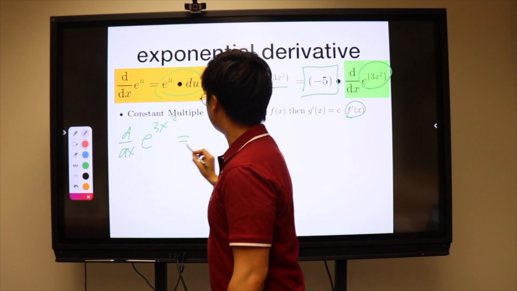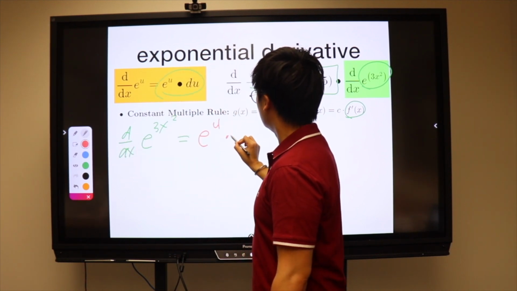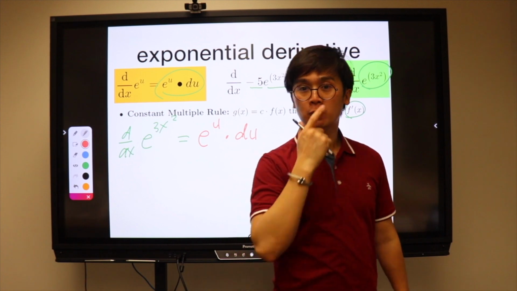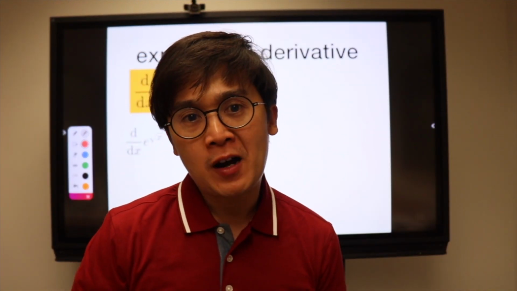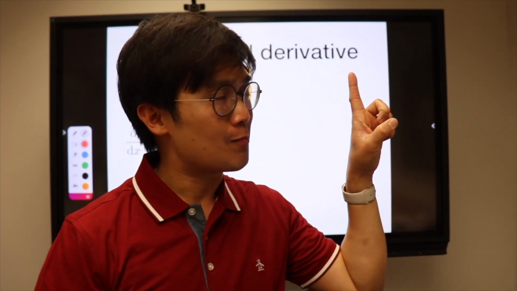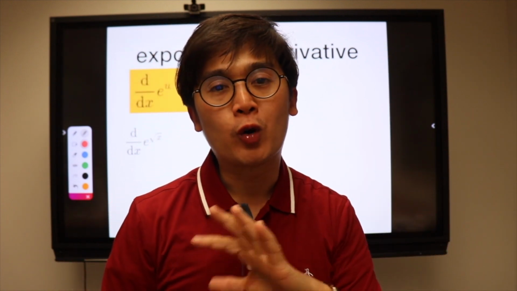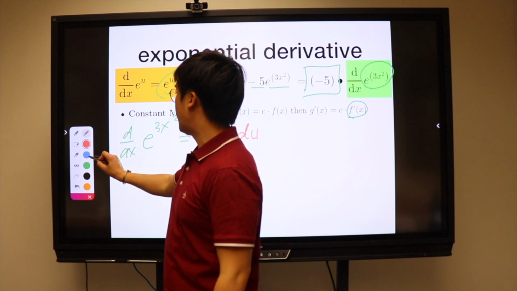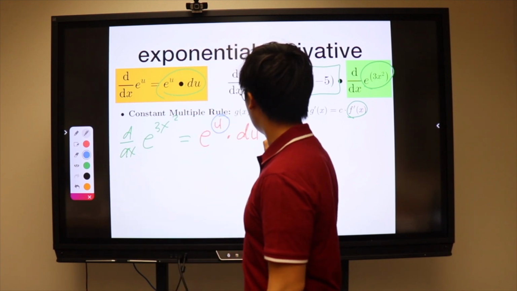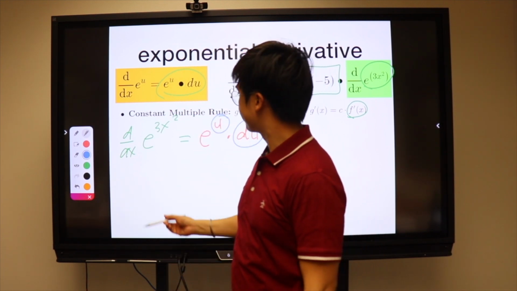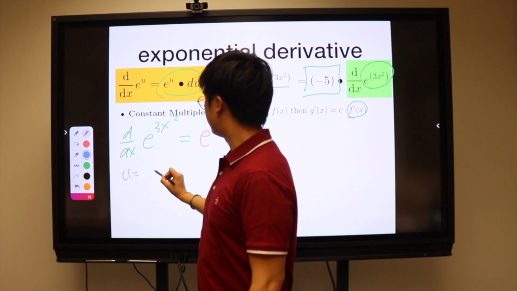According to the formula, it's e to the u times du. And if you need to know more about the derivative rules, just click on this button right here and I have more examples on how to use those derivative rules that we're working on today. So according to the formula, I'm going to need my u and I'm going to need my du. What is u?